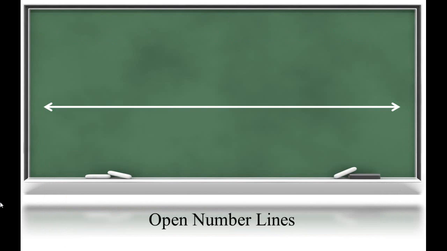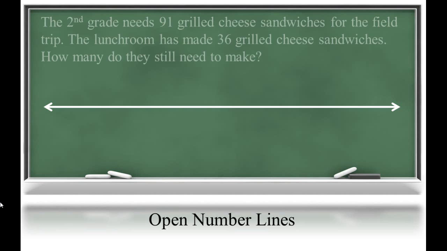The final strategy students will explore in this unit is open number lines. An open number line is simply an organization tool for the learner that has no defined increments and is used to model mental computation strategies. Your child will encounter many problems like this one.